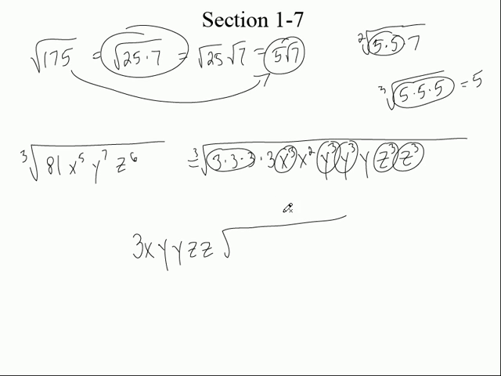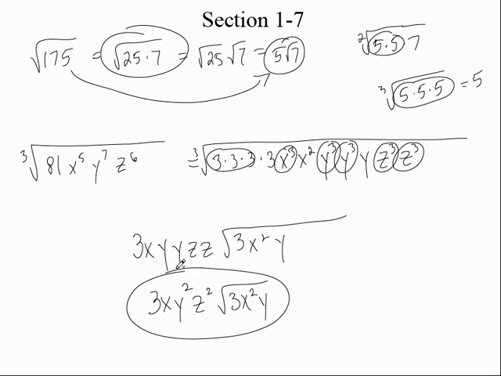Let's find out what's left inside there. We already talked about it. We got a 3 left inside. What else do we have? An x squared that's left inside of there. And what else? A y that's left inside. Let's clean it up. We're not going to write it 3x, y, y, z, z, are we? We're going to write it 3x y squared z squared, and then the cube root of 3x squared y. And that would be a simplified version of that.